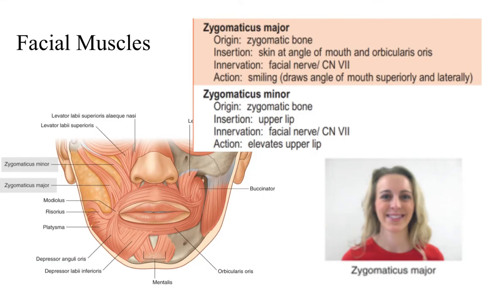The zygomaticus major and zygomaticus minor, named so because they attach to the zygomatic bone, but they're also attached to the corner of the lips. When you pull on those muscles, the zygomatic bone is not going to go anywhere, but the lip is. And when the lips move up, what do we do? We smile. So these are going to be your smiling muscles, specifically drawing the angle of the mouth superior and laterally, which is what we call smiling.